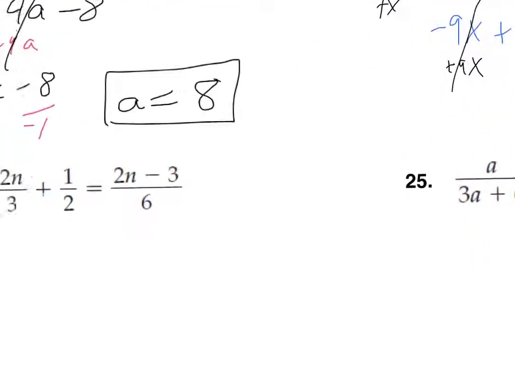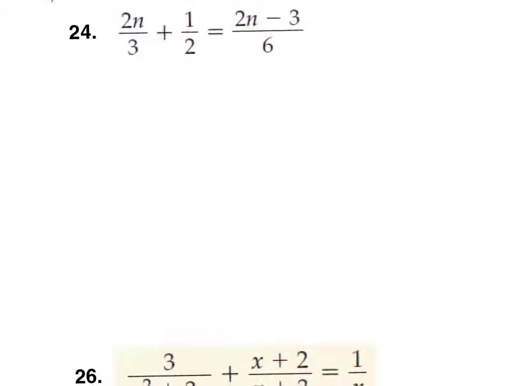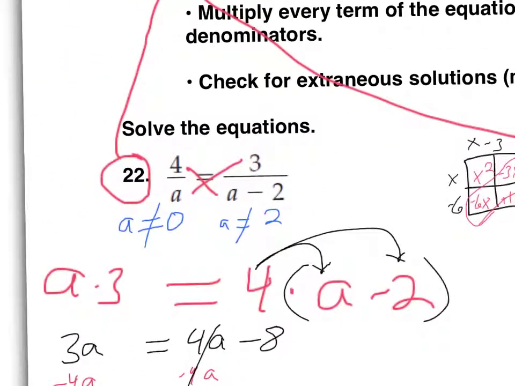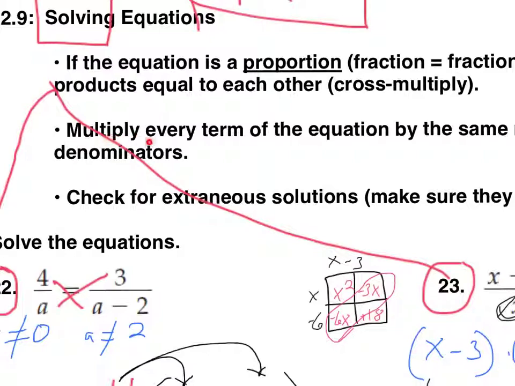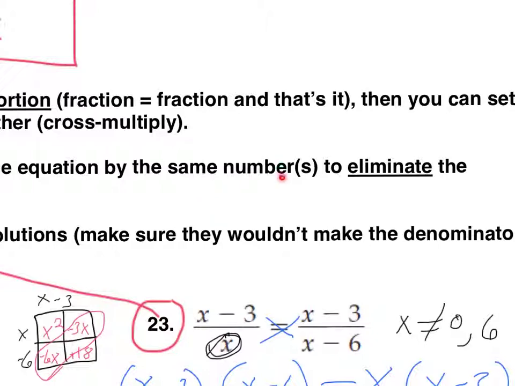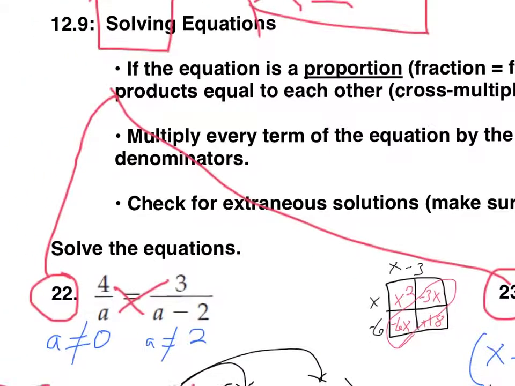Now, what if we don't have a proportion? Look at number 24. This is not just one fraction equals another. If only we could just cross this off and cross multiply, but we can't do that. That would be a totally different problem. So what are we going to do here? Well, we are going to multiply every term of the equation by the same numbers to eliminate the denominators.